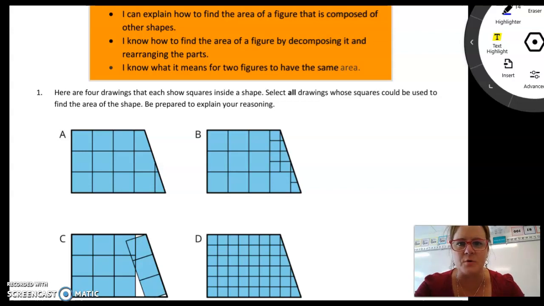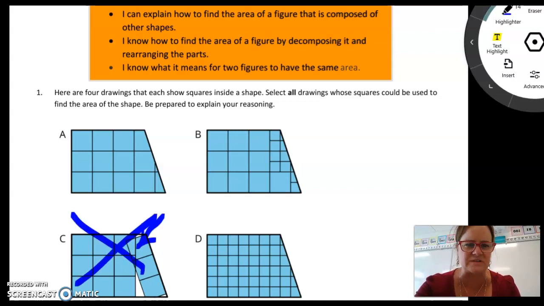The first one, here are 4 drawings that each show 4 squares inside a shape, and you are to select all the drawings whose squares could be used to find the area of the shape. Well, right off the bat, I noticed this one. Do you see how there's some overlap right here? There can't be any overlap. We can't use those squares to find the area, so that one's a definite out.